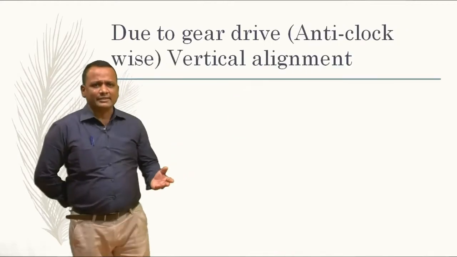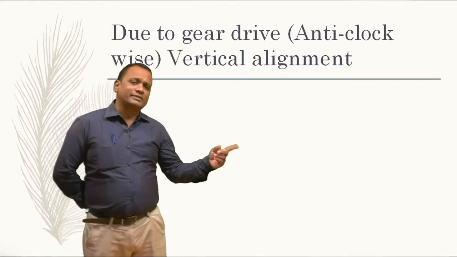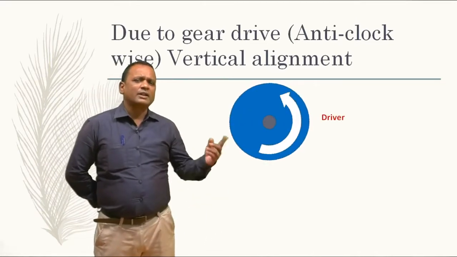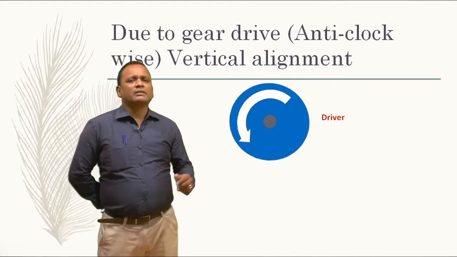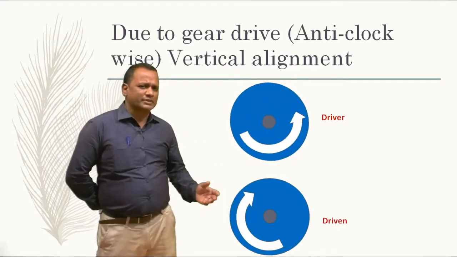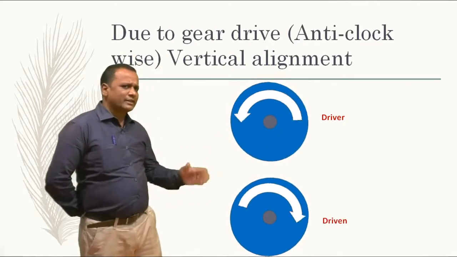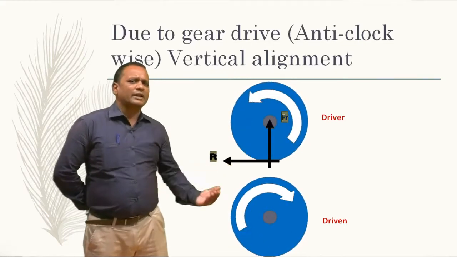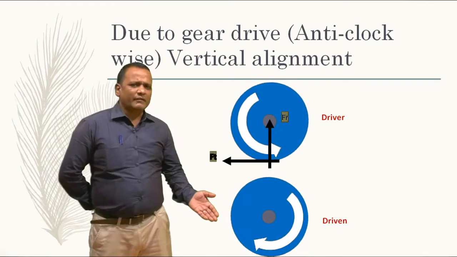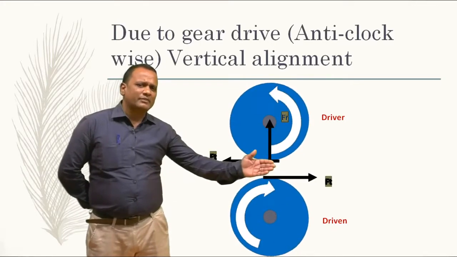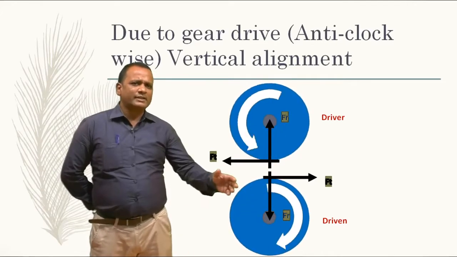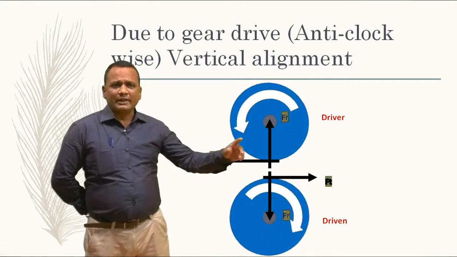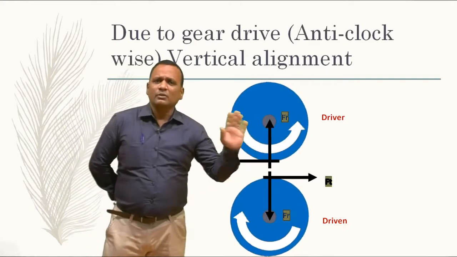Now the next case: due to the gear, anti-clockwise direction and vertical alignment again. I will again consider a driver rotating in an anti-clockwise direction, as you can see here. It transmits power to one more gear, which we call the driven gear, and it will rotate in the opposite direction since it is a simple gear drive. Here the Ft is opposite to the direction of rotation and Fr is towards the shaft. Similarly, for a driven gear, Ft is towards the direction of rotation and Fr towards the shaft. So these are the vertical and horizontal forces applying on the gear when the driver gear rotates anti-clockwise in vertical alignment.